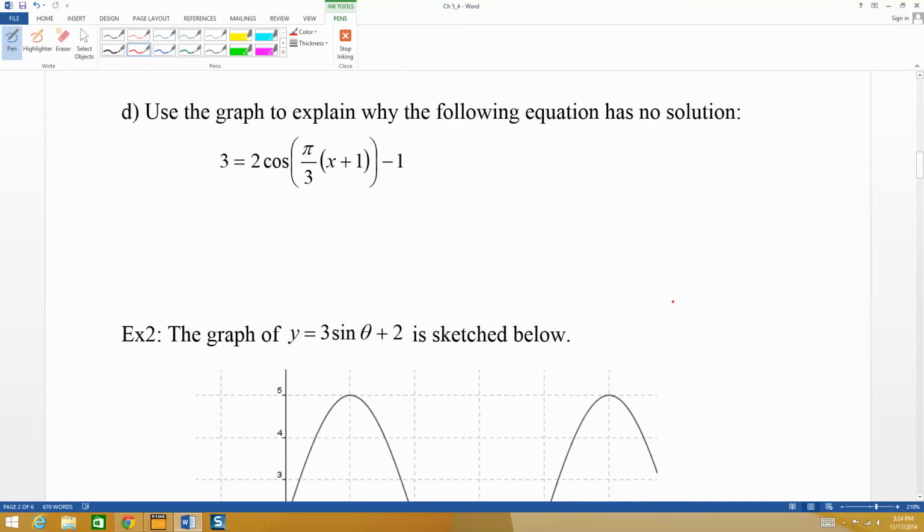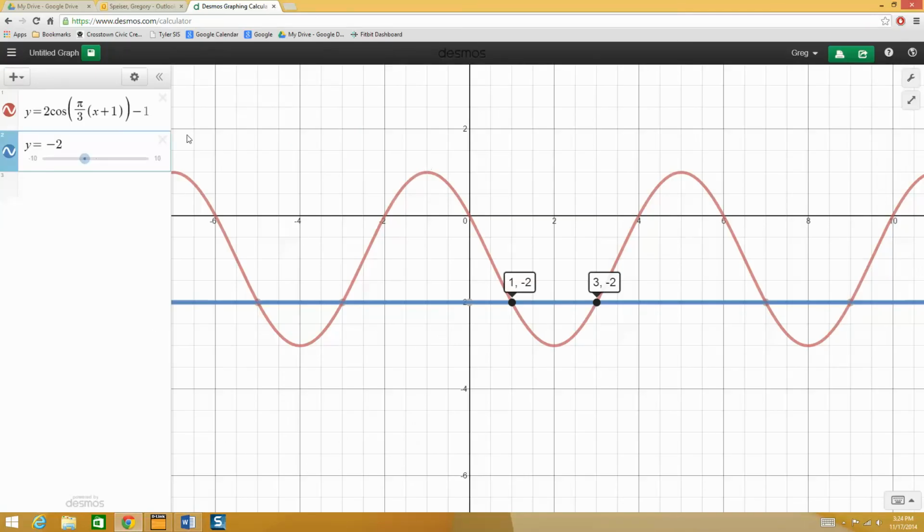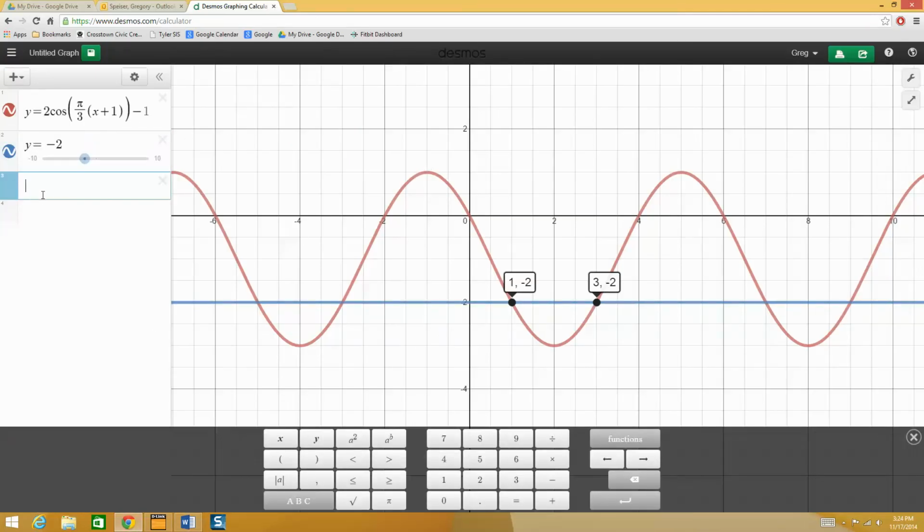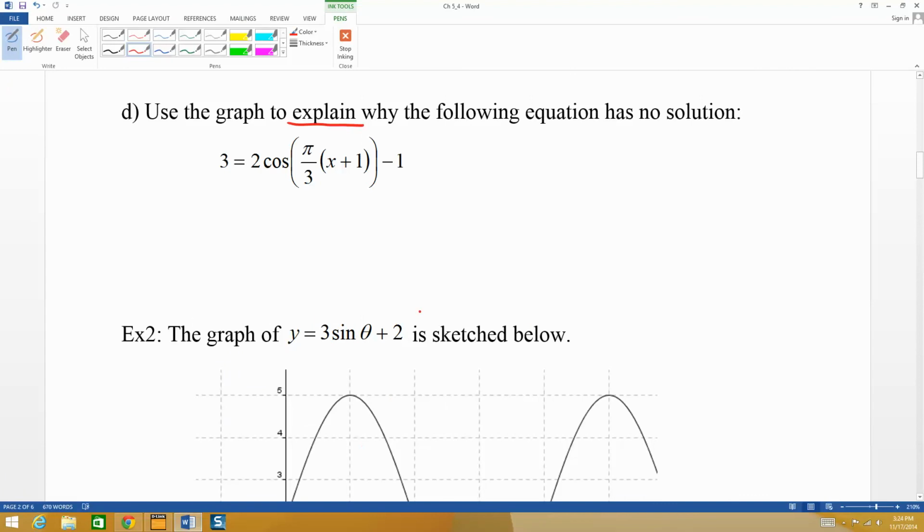Use the graph to explain why the following equation has no solution. So here's an explain question, right? Again, it would be in words. If we go back to here, we could say, well, y is equal to 3. That's my green line up here. It does not touch it at all. Okay, so why would it have no solution?